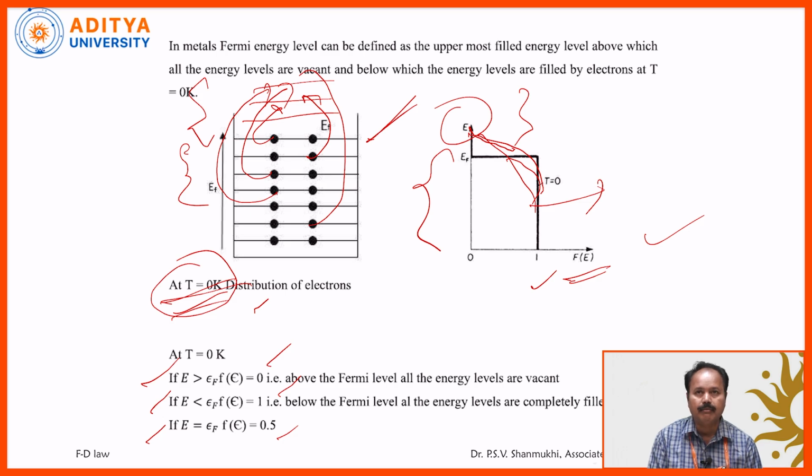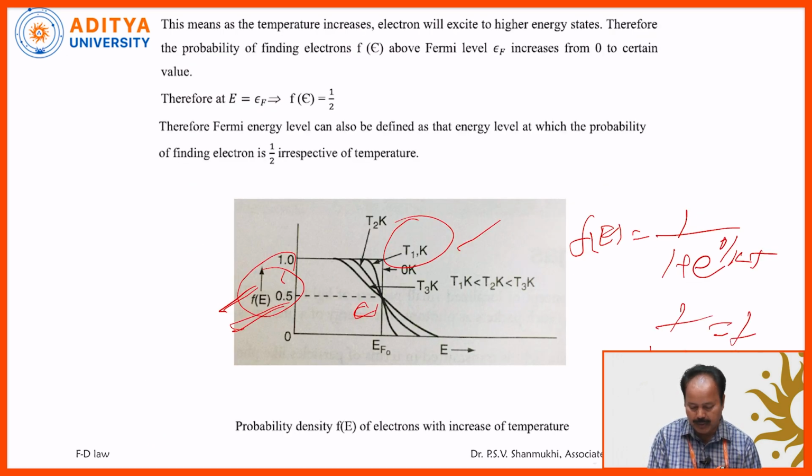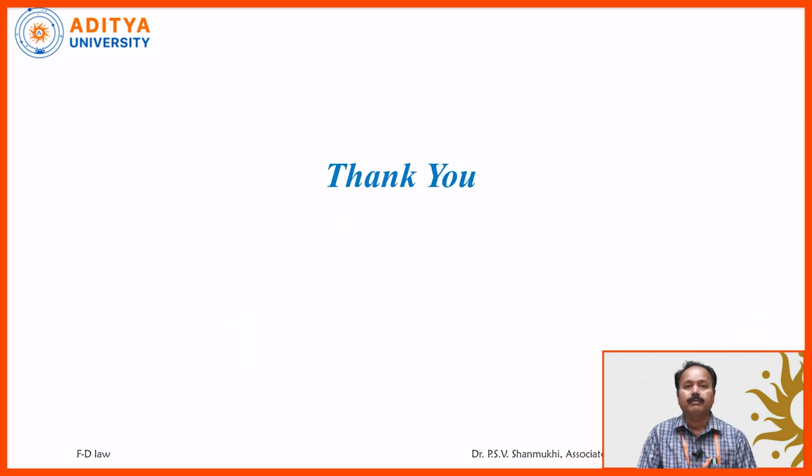Therefore, above the Fermi level, f of e increases from 0 to a certain value. Below the Fermi level, f of e decreases from 1 to a certain value. But irrespective of temperature, f of e is equal to 0.5, other than 0 K, in metals. Like that, another definition we have given. This is the variation of the distribution function with the temperature in metals. Okay, thank you.